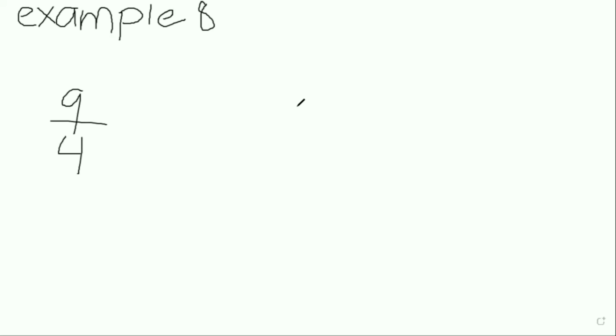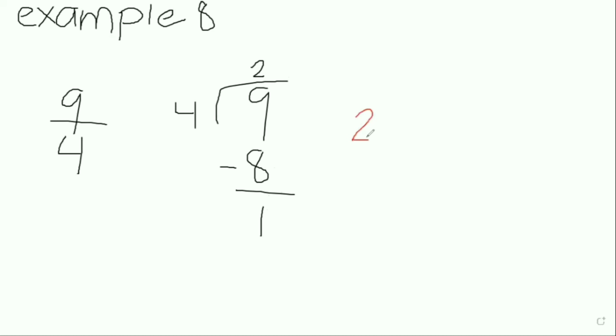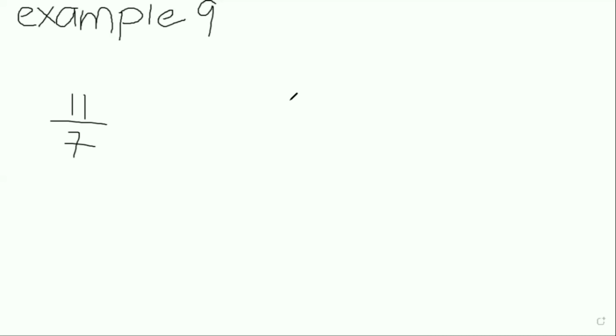Our next example is 9/4. So 9 divided by 4 is 2. 2 times 4 is 8. And then 9 minus 8 is 1. So after division, the quotient will be the whole number. The remainder is the new numerator. And then just copy the denominator. So the answer is 2 and 1/4.